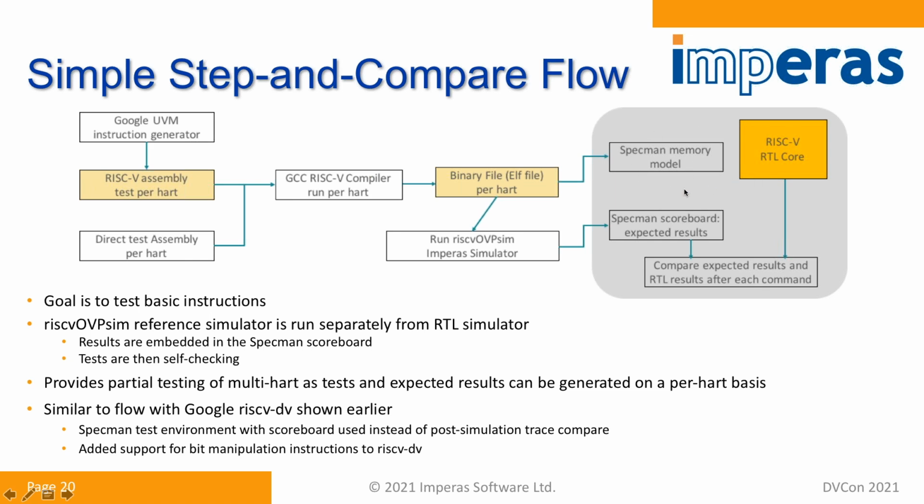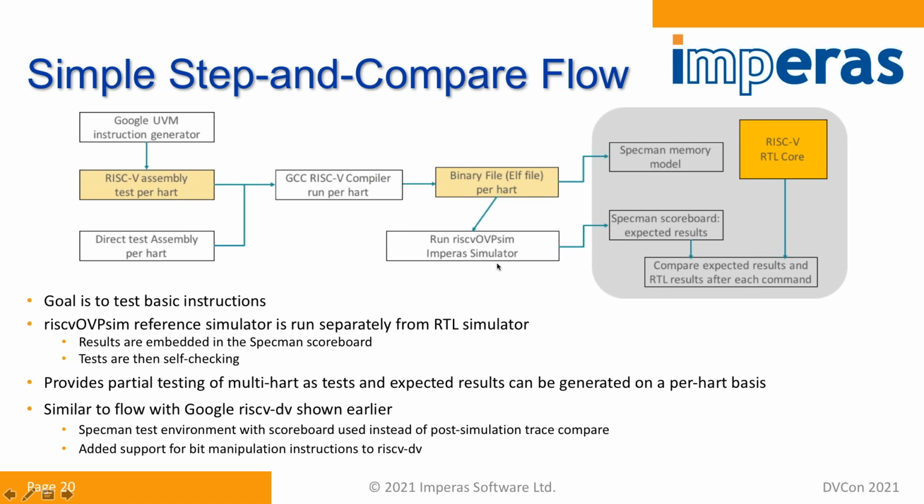In this situation, this is similar to the trace and compare flow because the Imperas simulator is run separately from the RTL simulator. And then the Imperas results are added into a Specman scoreboard. And here's where the difference is, because then as the RTL simulation is running, it can compare on the fly these expected results. And so it is a step and compare flow. It's just that the comparison results are generated separately.